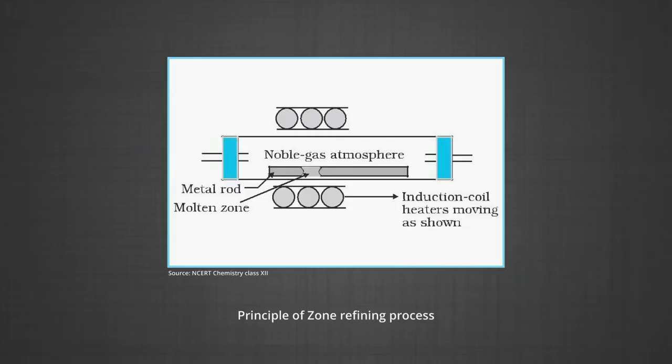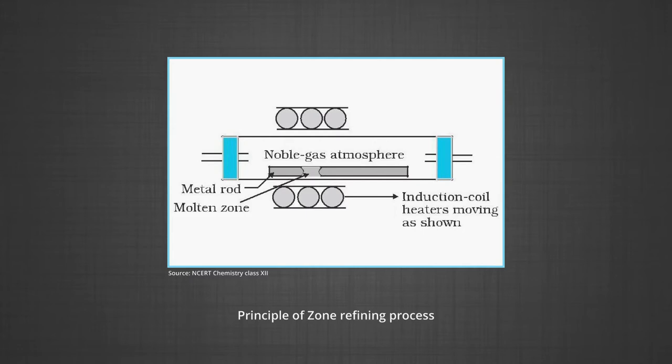The next method is zone refining. This method is based on the principle that the impurities are more soluble in the melt than in the solid state of the metal. A circular mobile heater is fixed at one end of the rod of the impure metal. The molten zone moves along with the heater, which is moved forward.